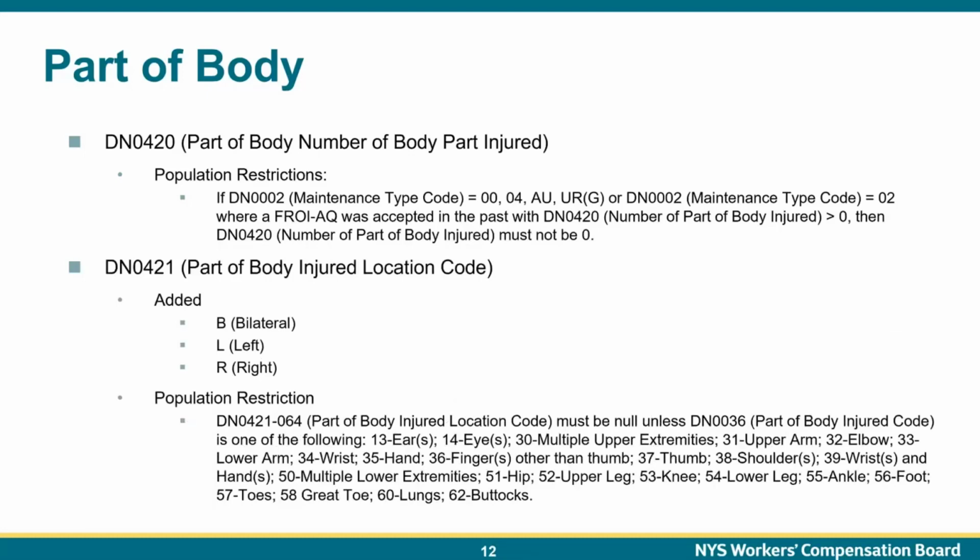Several other population restrictions on some of the number counters. DN420 for the part of body, number of body part injured. The population restriction just says that if it's an MTC, maintenance type code of 00, 04, AU, or UR, or an 02, where an AQ is accepted in the past with number of part of body injured greater than 0, then we'd expect the number of part of body injured to not be 0.